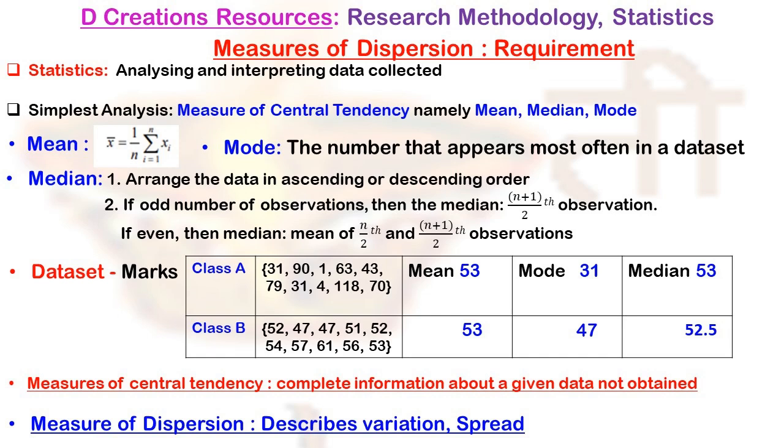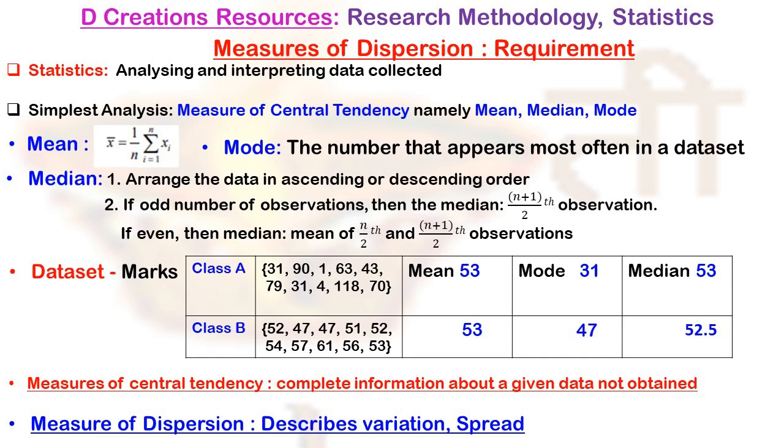Let's first take class A, and the marks earned are 31, 90, 1, 63, 43, 79, 31, 4, 118, 70. So this was an exam of 120 marks and these are the marks earned by the 10 students in class A. Now note down the marks for the 10 students in class B.